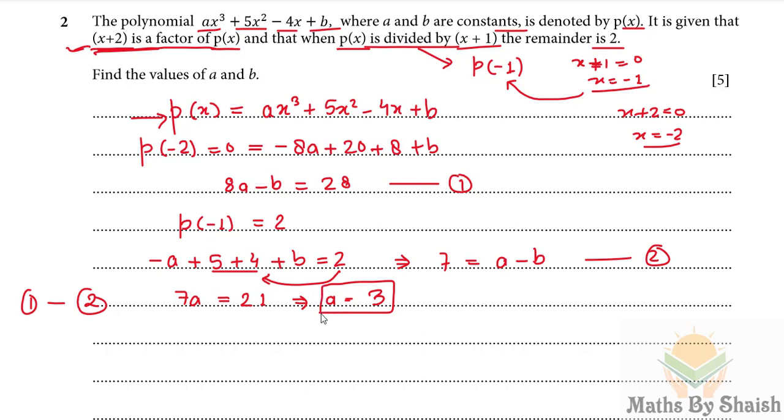So we got a value as 3, and we'll substitute a value here to get b value. So it is going to be 7 equals 3 minus b, or b equals 3 minus 7, that is minus 4. So we got b as minus 4, and that's the solution. I hope it is clear. Let's discuss the next one.